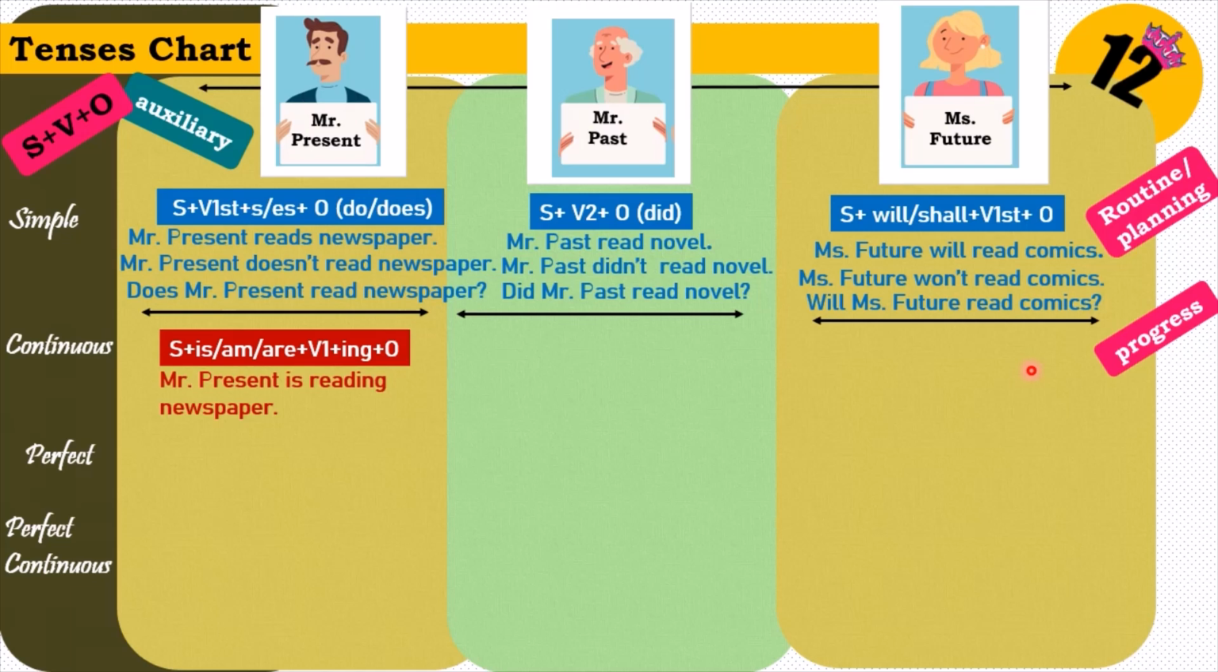So Mr. Present is reading newspaper. Coming towards the past tense, that is according to the structure, subject with the addition of the second form of is, am, are, we do have was and were with the addition of verb first form plus ing. Here is the sentence. Mr. Past was reading novel. So in this sentence, was is indicating the singular verb.